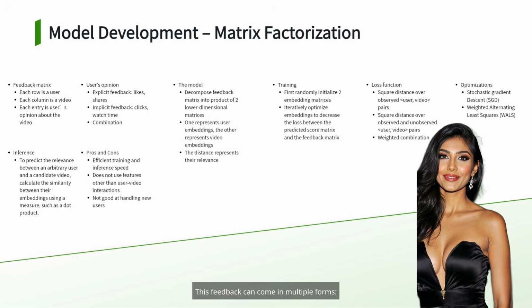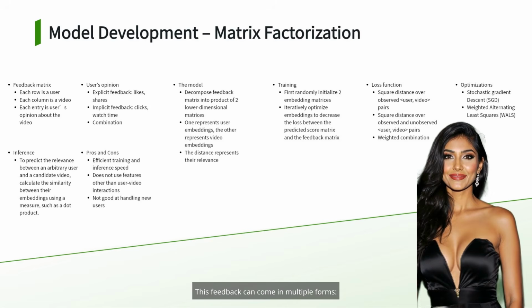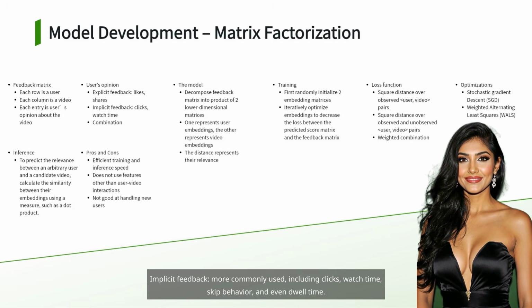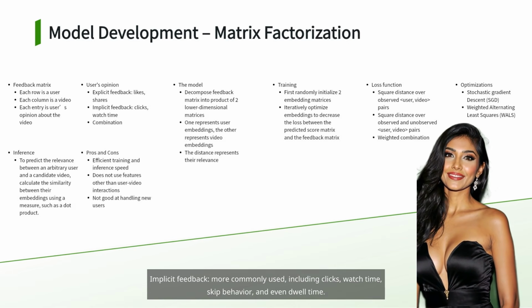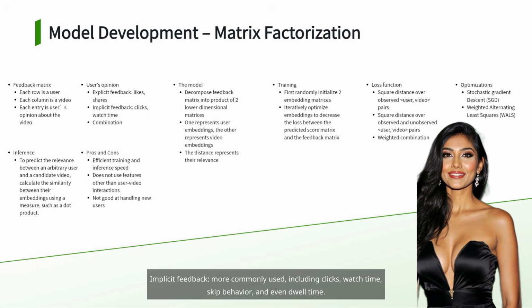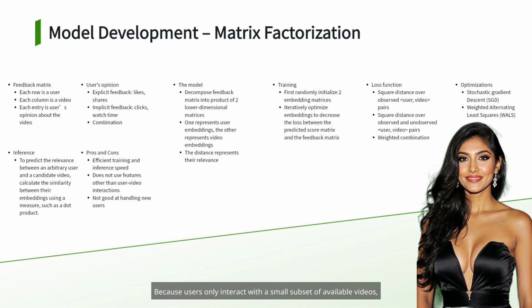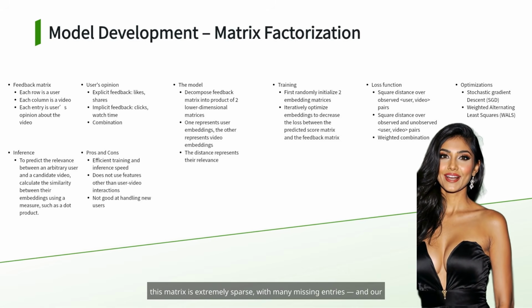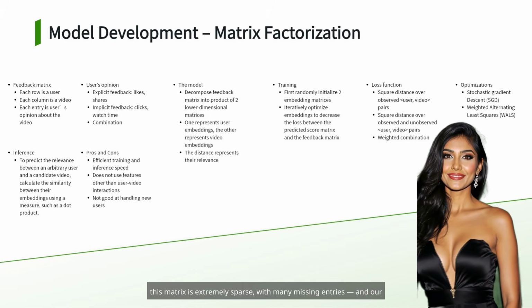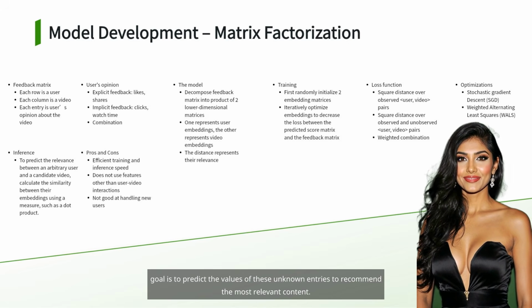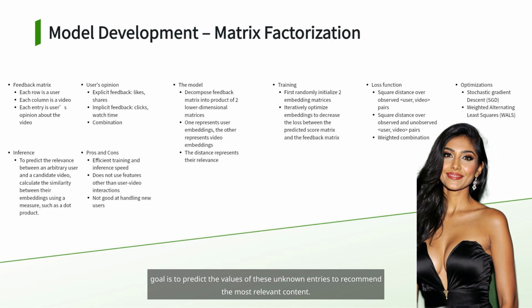This feedback can come in multiple forms. Explicit feedback, such as likes, shares, ratings. Implicit feedback, more commonly used, including clicks, watch time, skip behavior, and even dwell time. Because users only interact with a small subset of available videos, this matrix is extremely sparse, with many missing entries. And our goal is to predict the values of these unknown entries to recommend the most relevant content.